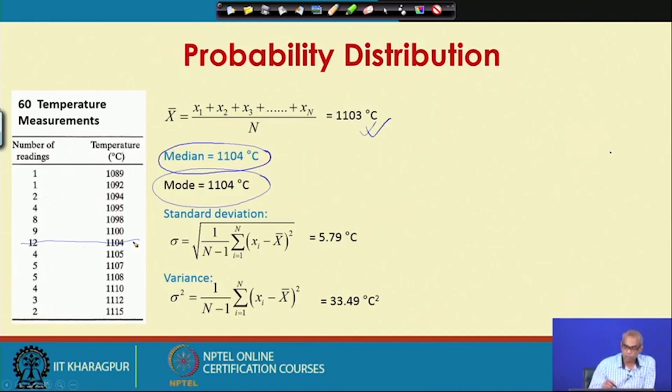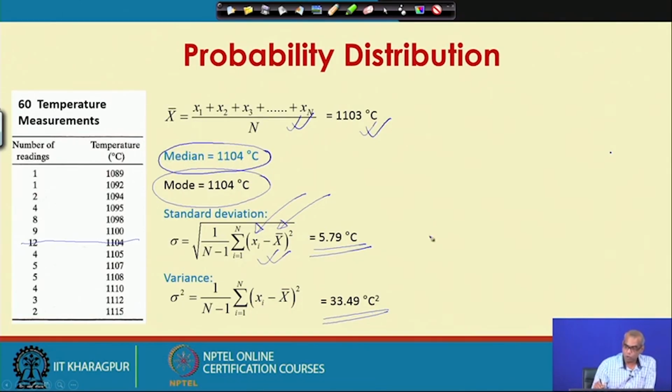Standard deviation can be computed using this formula, where xi is the individual observation, x bar is the mean, which is this, and capital N is the number of observations. This standard deviation happens to be 5.79 degrees Celsius. Variance is the square of standard deviation, and that is obtained as 33.49 degrees Celsius.